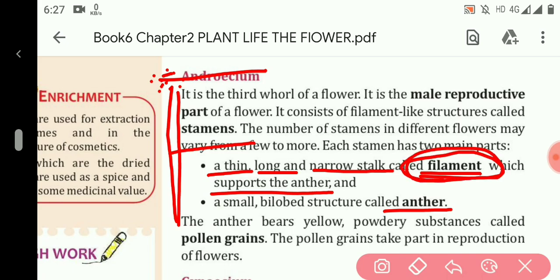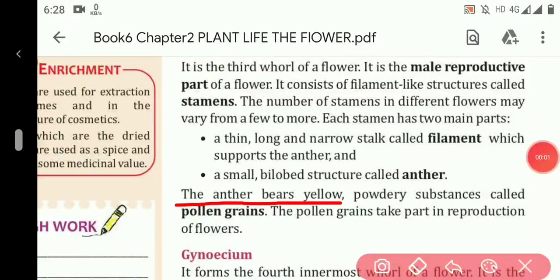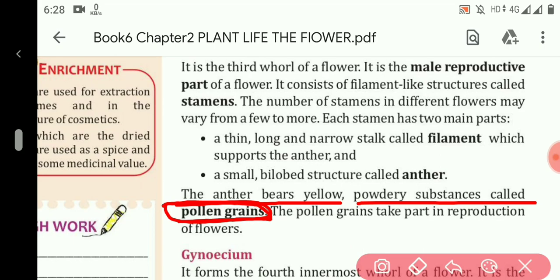This is important. Now a small bilobed structure which is present on filament is known as anther, and they both constitute a stamen. The anther bears yellow, powdery substance which is known as pollen grains. What is pollen grain? Pollen grains are the yellow powdery substance which are responsible for pollination. The pollen grains take part in reproduction of flowers.